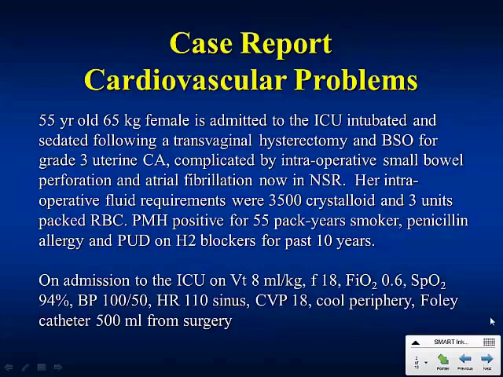On admission to the intensive care unit, she was on an 8 ml per kilogram tidal volume. Frequency was 18, 60% FiO2. Her pulse ox was 94%. She had a blood pressure of 100/50. She was 110 sinus. Her CVP was 18. She had a cool periphery, and her Foley catheter had 500 mLs in it, and nobody knew when it had last been emptied. Okay? So does this sound familiar? Yes, this sounds very familiar, doesn't it?